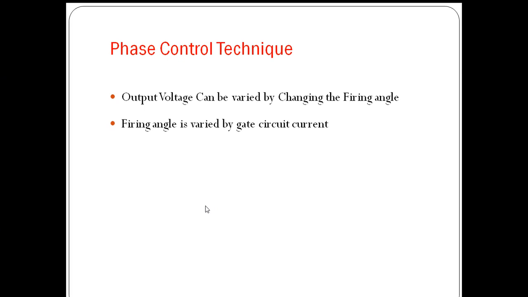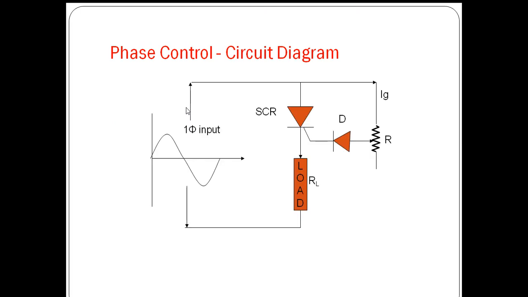Phase control technique. The output voltage can be varied by changing the firing angle. The firing angle is varied by gate current. In the phase control technique, we are going to see in detail. There we are varying the instant of conduction by suitably calculating the firing angle. Accordingly, at that firing angle we give a trigger pulse to the thyristor, and depending on the instant of conduction the output voltage will be varied. And this is the circuit diagram for the phase control circuit.